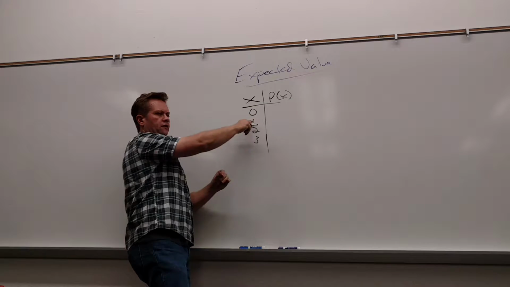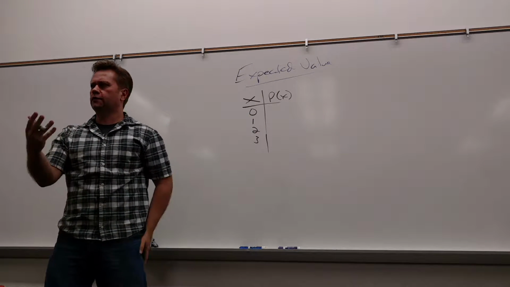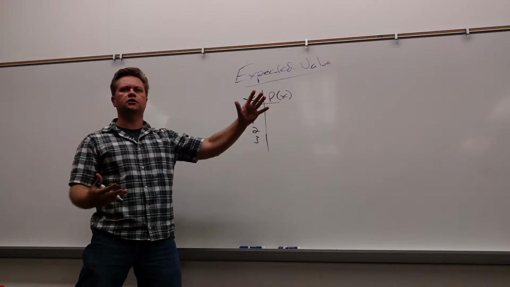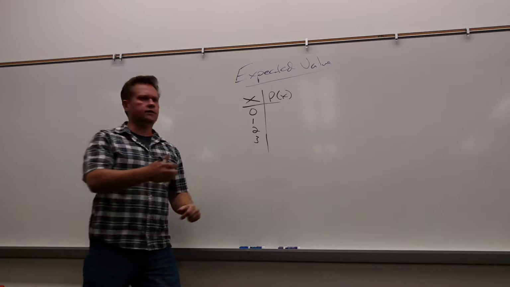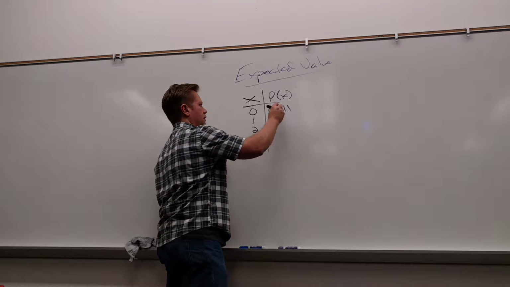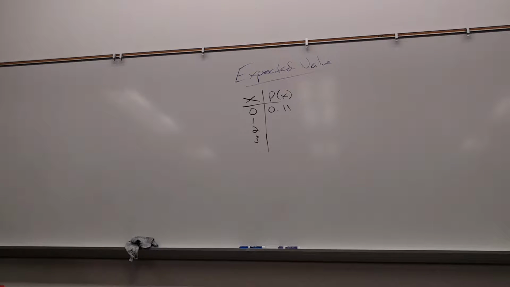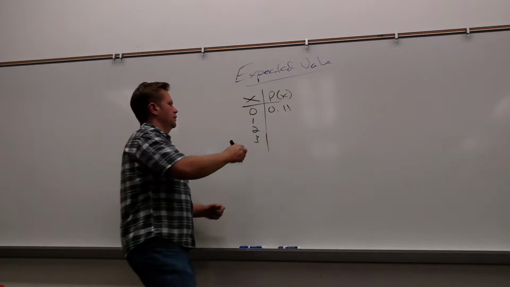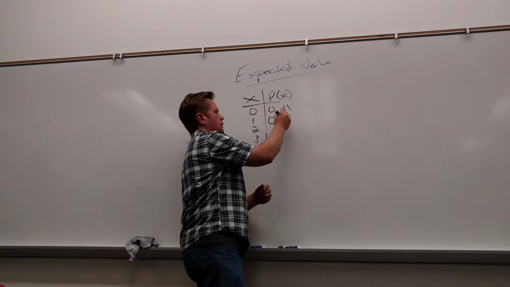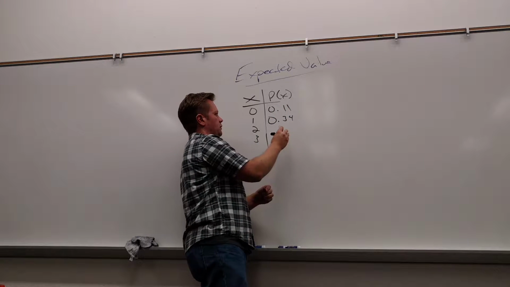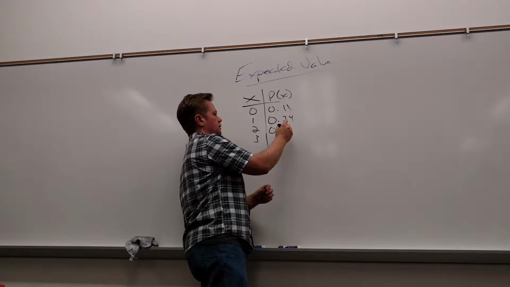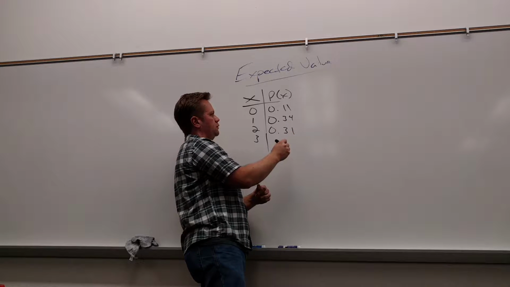So this would be the number of TVs, that's their answer, the number of TVs they own, and this is going to be the percentage of the people that said that number. So let's say 11% said they have no TV. Let's say, what do you got? 34% of people said they have one. 31 said they have two.